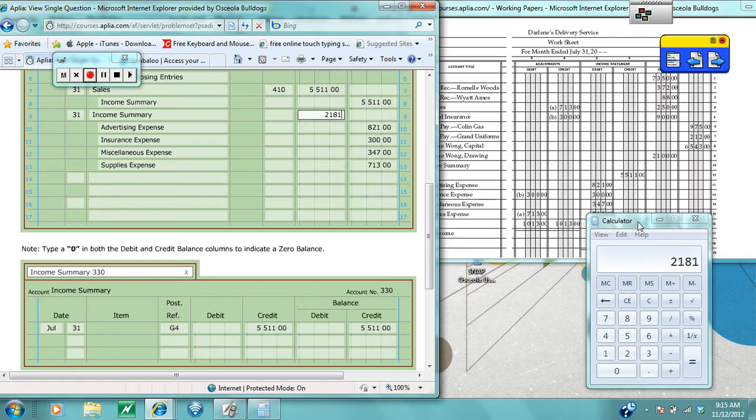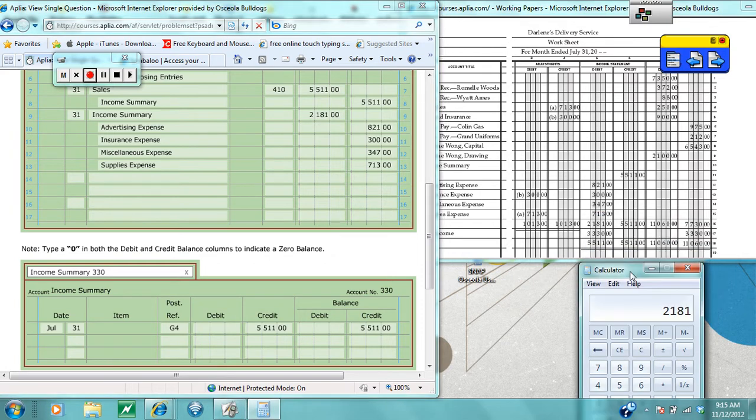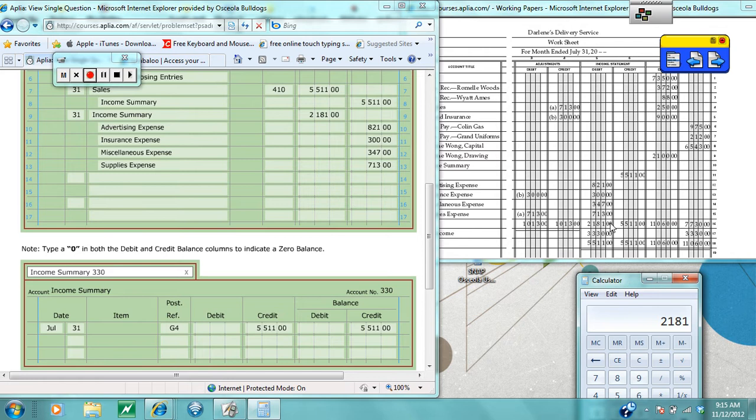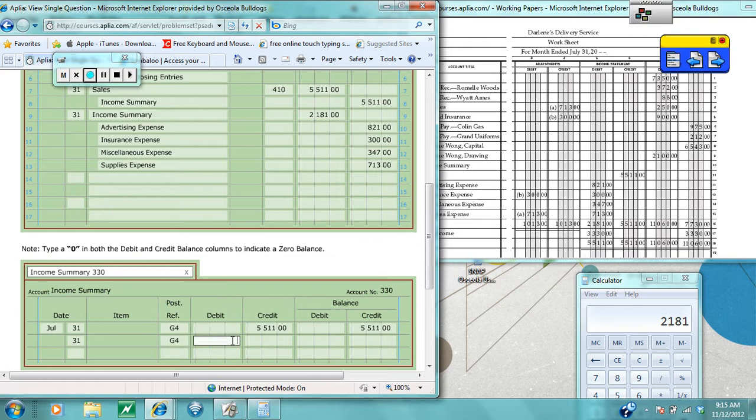Now, am I making a check here? Don't take this shortcut. That way you make certain you have the right amount. See, it matches. Okay. Now we have to post them. So you go to income summary. You're posting the 31st, G4. You're debiting it for $2,181. Do your math. You made a profit of $3,330, correct?